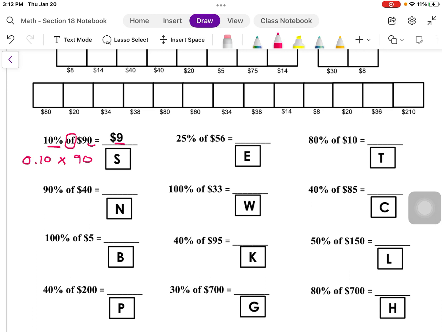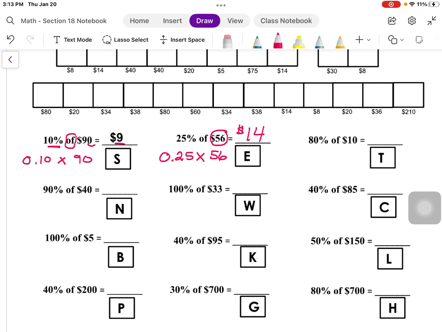25%. 25% also is a benchmark fraction, and so that's like finding a fourth of a number. So if I look at the number 56 and I divide it by 4, I could find my answer that way. I can also turn 25% into its decimal form. I know the word of means multiply, and I can hit 56. I could do this on my calculator to come up with my answer. And I know either way, I'm going to come up with 14. I can either divide 56 by 4 or multiply it on my calculator.